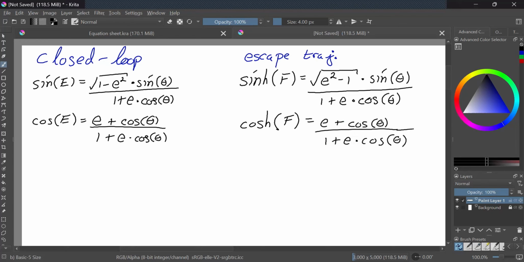All right, so right off the bat, there are a lot of similarities. It's kind of like copying and pasting.